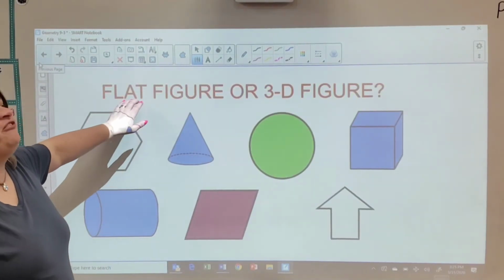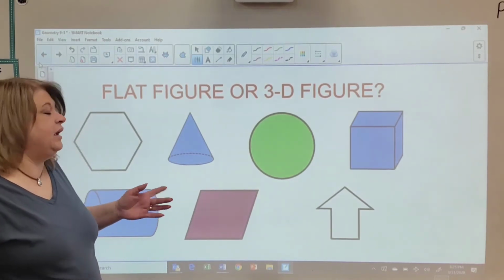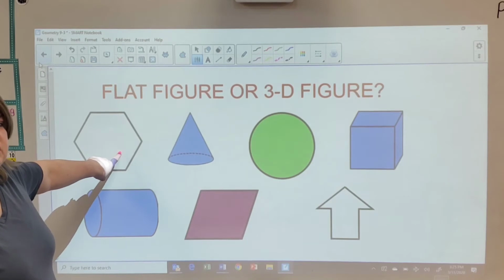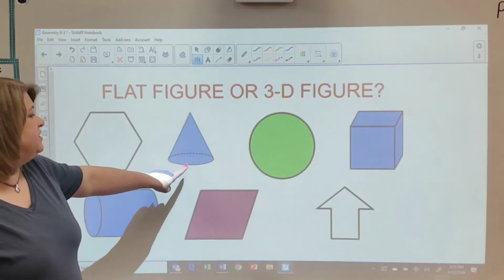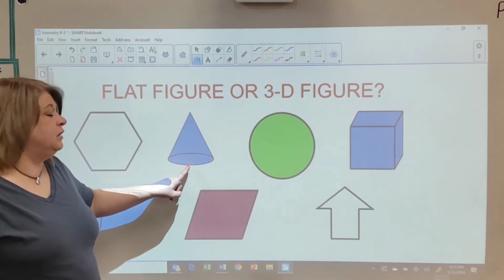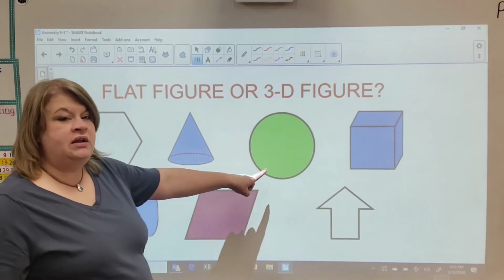It has to be flat. Flat is the opposite of 3D when we're here. Look at this one. What do you think this is? This is a flat figure. It's not 3D. What about this drawing? That's 3D. So that can't be a polygon. 3D is not polygon.